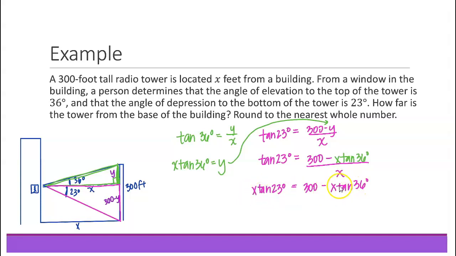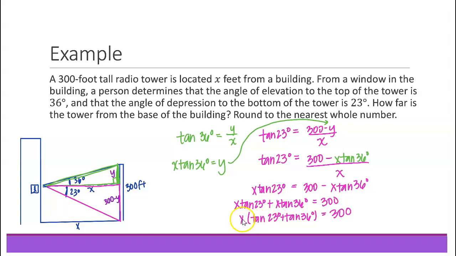I want to solve for x, and there's two x's, one on the left, one on the right. So I'm going to add the term with an x to the left-hand side. So I have x tangent 23 degrees plus x tangent 36 degrees is equal to 300. And then we're going to factor out the x. So we have an x in common in both. We can go ahead and factor it out. We get x times the quantity tangent 23 degrees plus tangent 36 degrees, all that in parentheses, is equal to 300.